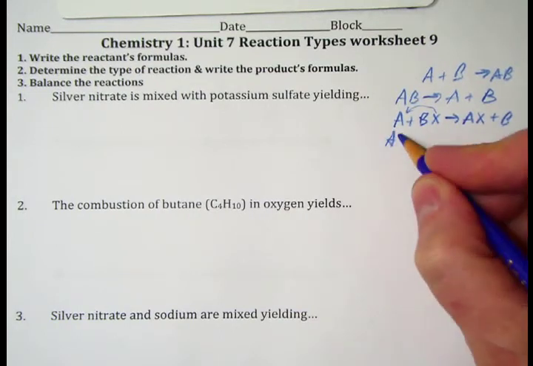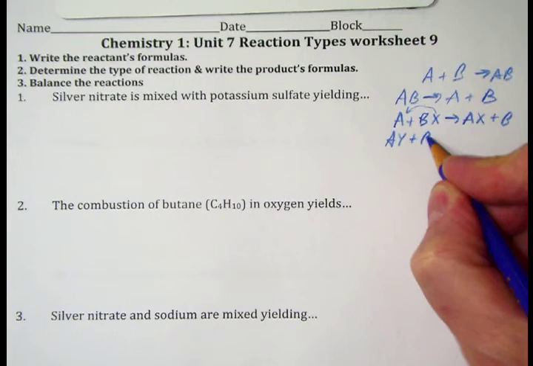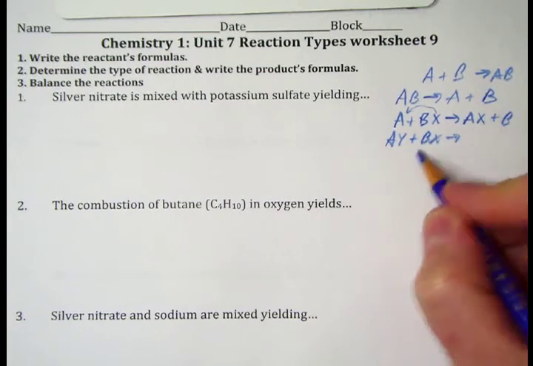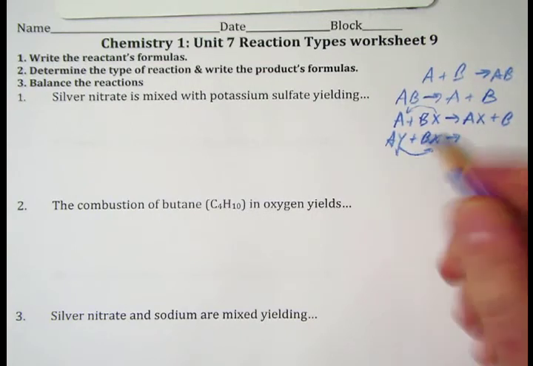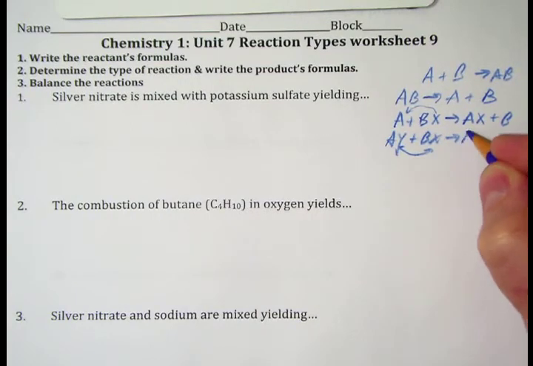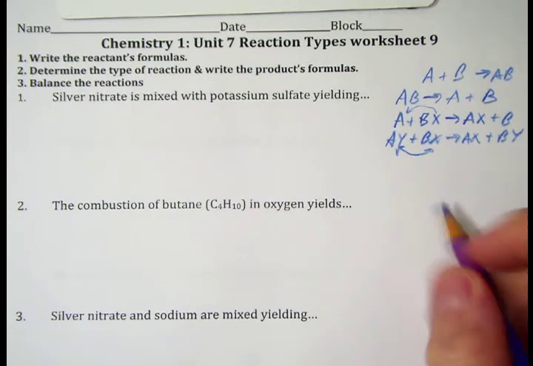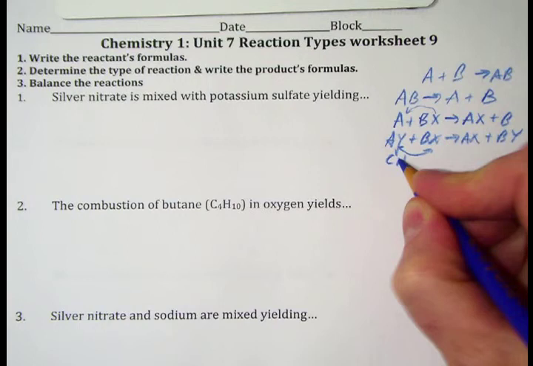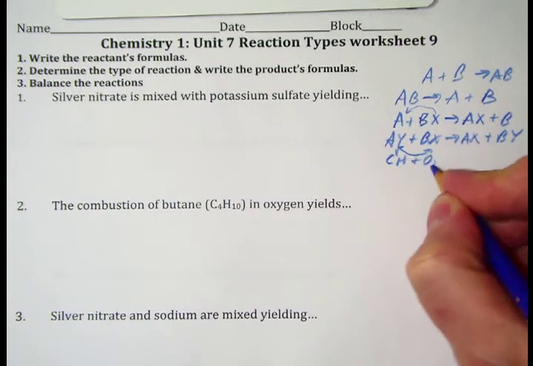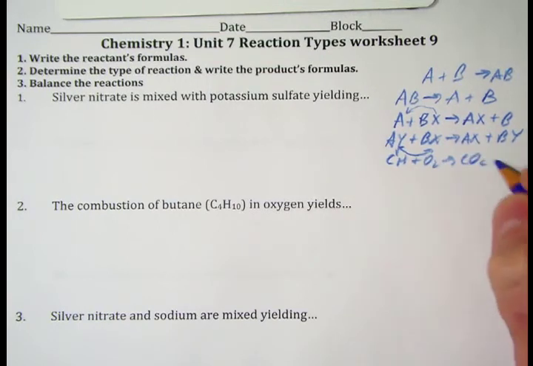You have double replacement, where you have 2 ionic compounds, and basically you have a double switch here. A was bound to Y, it's now bound to X, and B has taken A's original partner. And then combustion, which is some carbon-hydrogen fuel plus oxygen makes CO2 and water. Those are our 5 types of reactions.